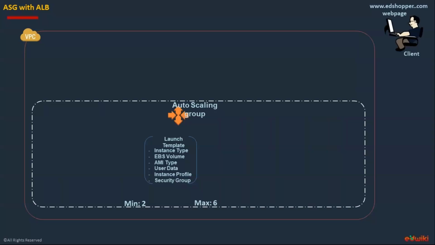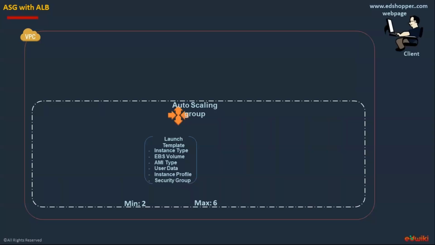Now let me take a pause and ask you a question. Can I keep the minimum as 1? Obviously yes, right? If the question is can I, yes, obviously yes. But is it a best practice? Maybe not, right? Running with one server is not a best practice, but it is possible.